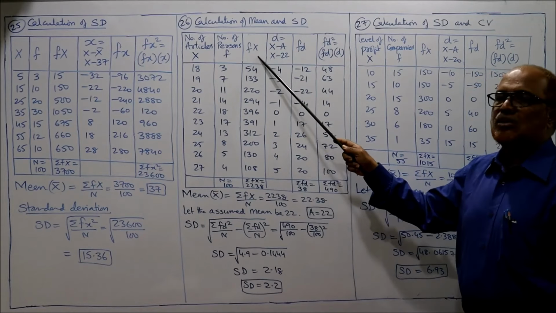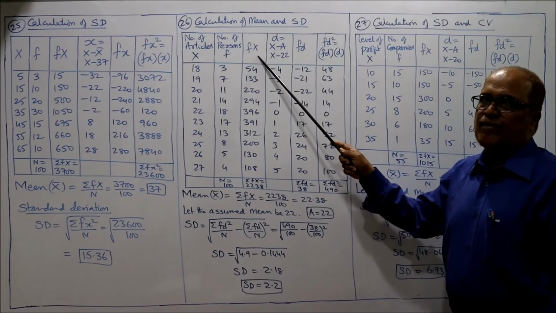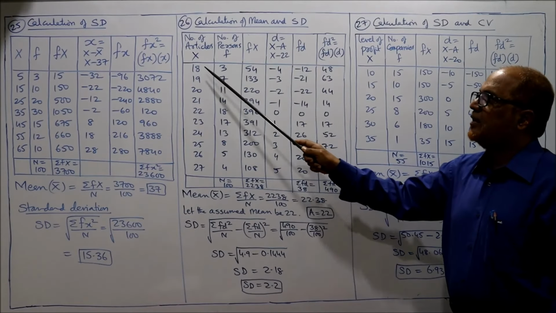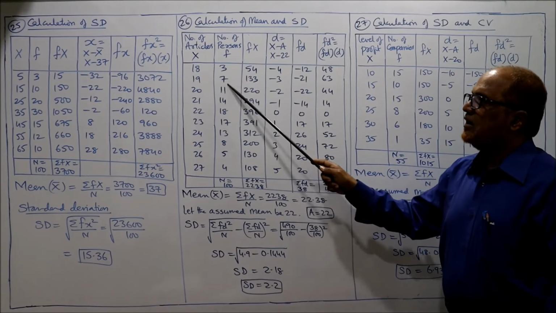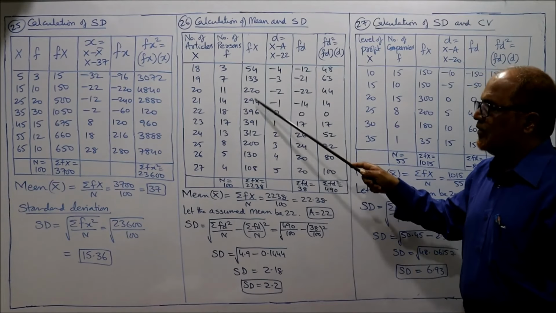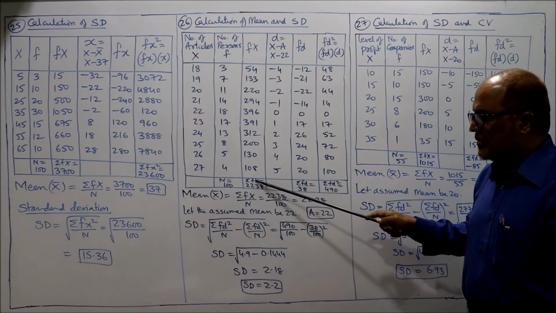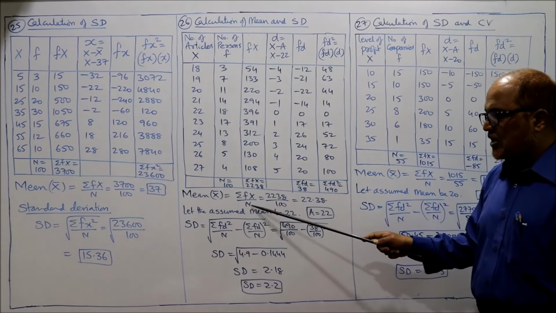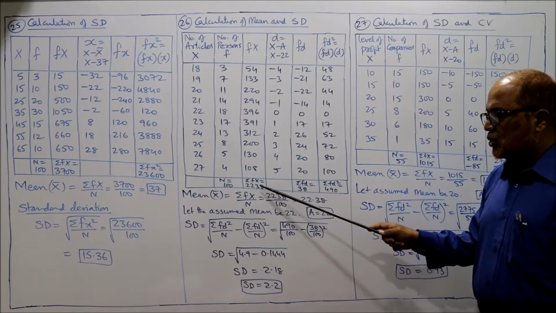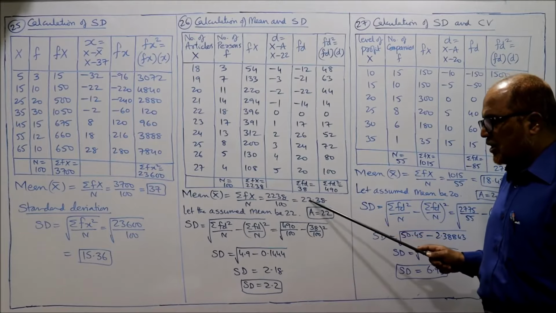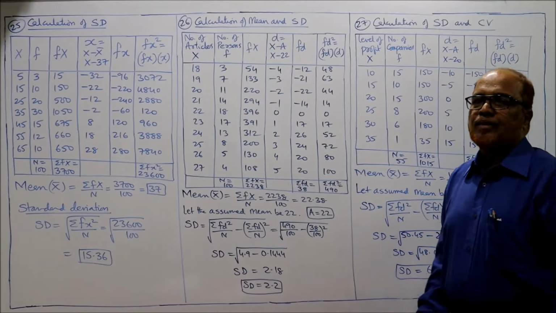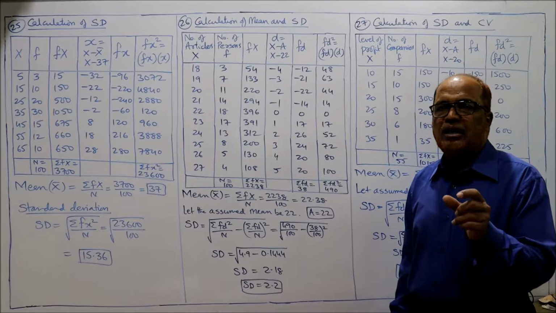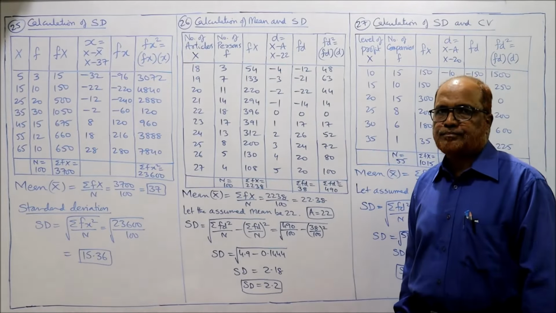ये fx की जरूरत पड़ती है mean मालूम करने के लिए. For calculating mean we need fx. तो 18 into 3, 19 into 7, 20 into 11, we got fx values. The total summation of x is 2238. Now mean x bar, summation of x by n, 2238 divided by 100, 22.38. We got the actual mean in fraction.